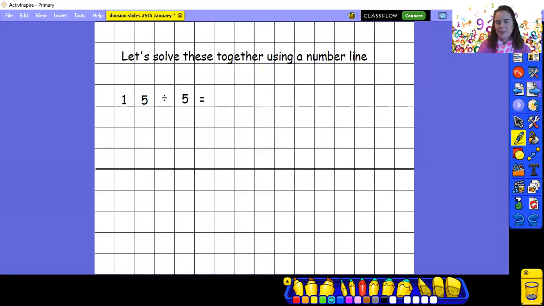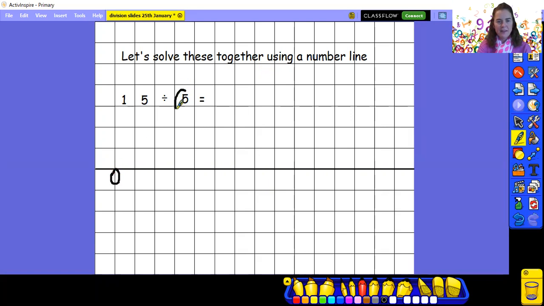We're going to practice using a number line to solve this problem. So 15 divided by 5. So I'm going to try and use a number line to solve this problem. So what number do I need to start on my number line? Call it out to the screen. You are right. If you said 0, well done. So we're going to start on 0.